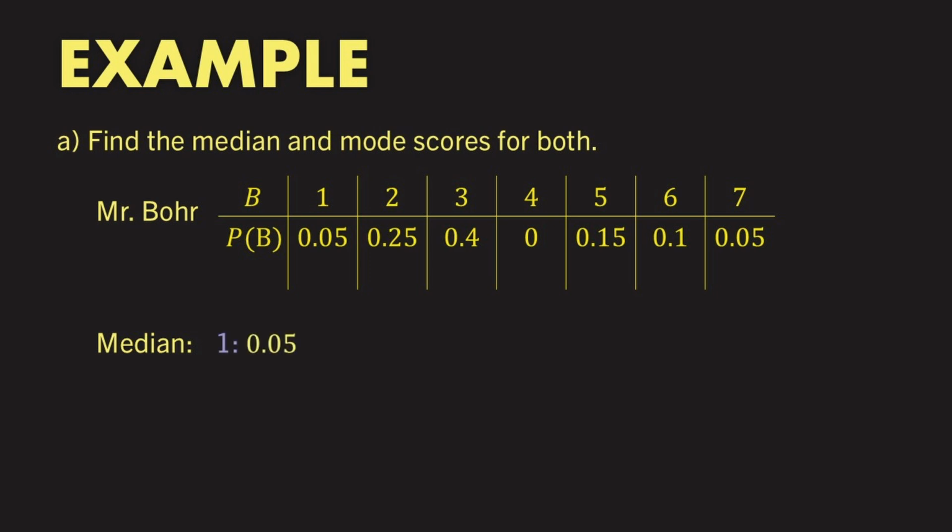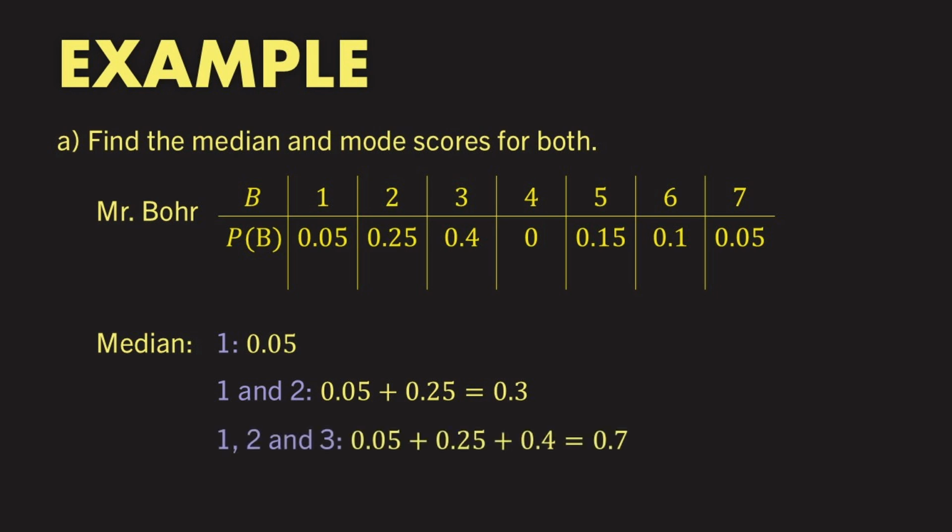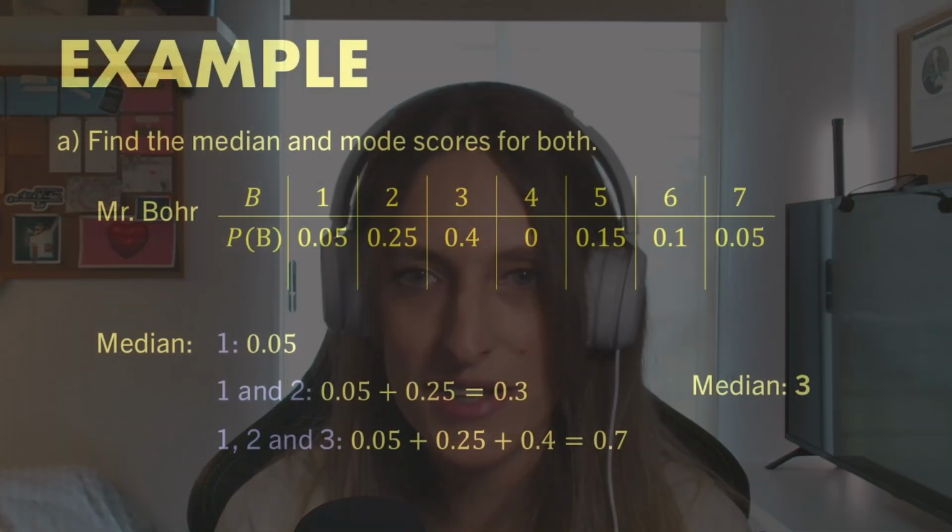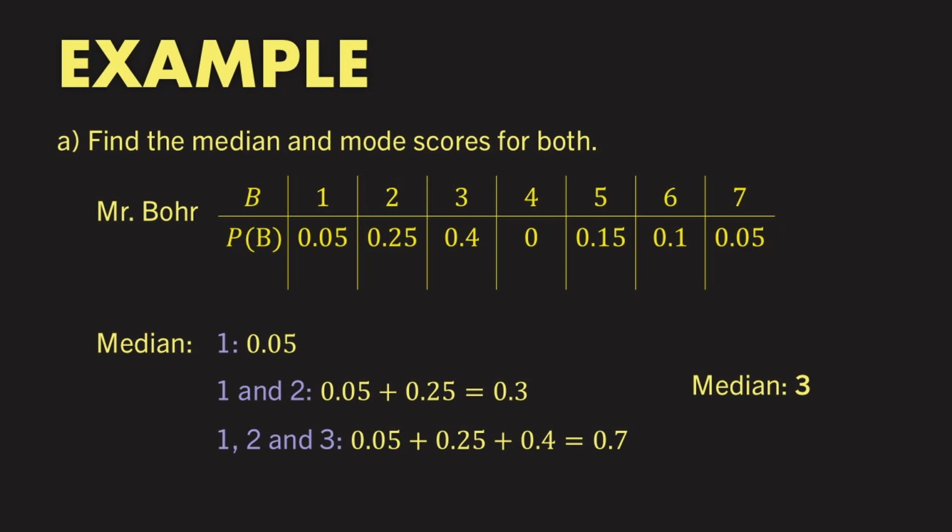If we just look at the probability of getting a 1, the result is 0.05. We're not near 0.5 yet. But if we add the probability of getting a 1 and the probability of getting a 2, we get 0.3. Still not there yet. If we add the probability of getting a 1, getting a 2, or getting a 3, now we got 0.7. We're over 0.5. This means that if I imagine all the students put in order, one of the ones that got a 3 is the one that lands in the middle of the list. So the median for Mr. Bohr's students is 3.